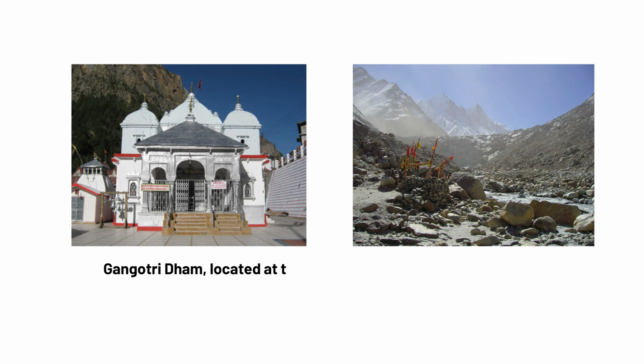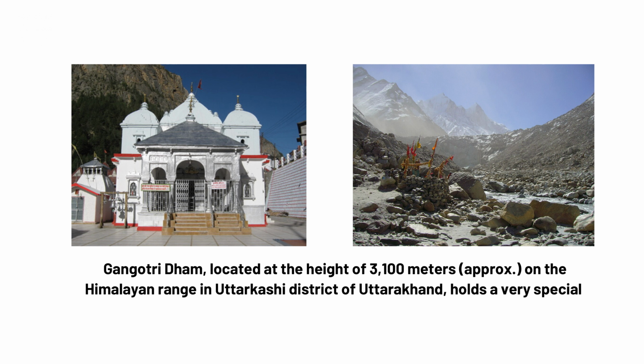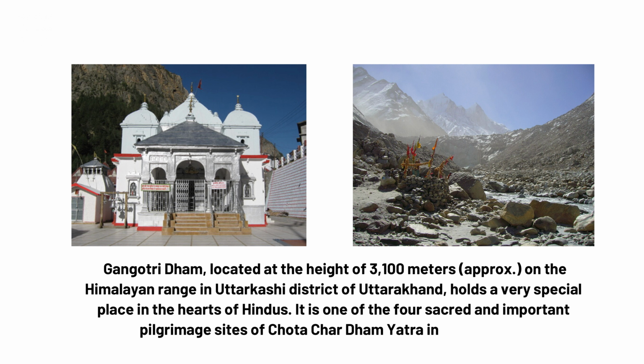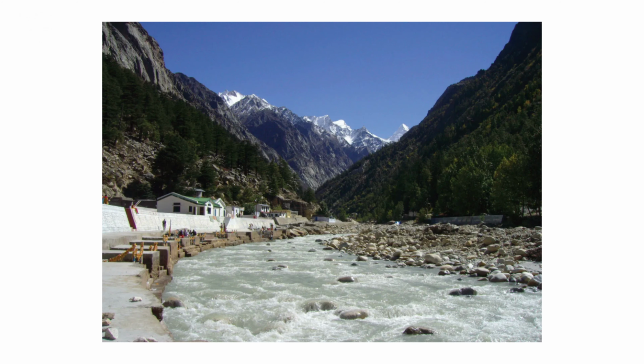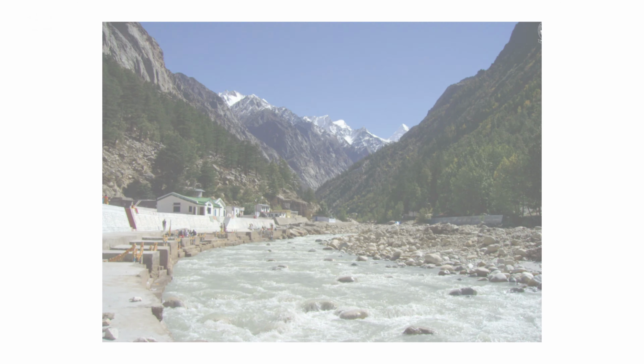Now, another important shrine I would like to show you is Gangotri Dham, which is located at a height of approximately 3,100 meters on the Himalayan range in Uttarkashi district of Uttarakhand. On the right hand side you can see Gomukh, which is the origin point of the Ganga river, and you can see a little shrine there. These are all religious places and important pilgrim sites of the Himalayas. This is the bathing ghat near the Bhagirathi, on the Bhagirathi river at Gangotri, Uttarakhand.